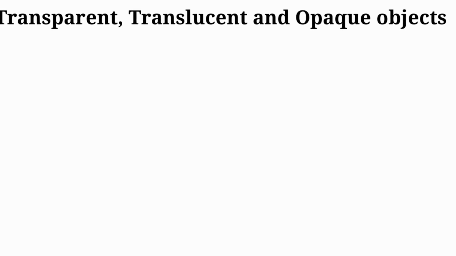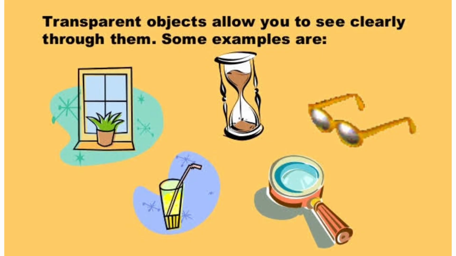Now let us understand transparent, translucent and opaque objects. Transparent objects are the objects through which light can pass easily. So you can see through it. Examples of transparent objects are glass, water, etc.